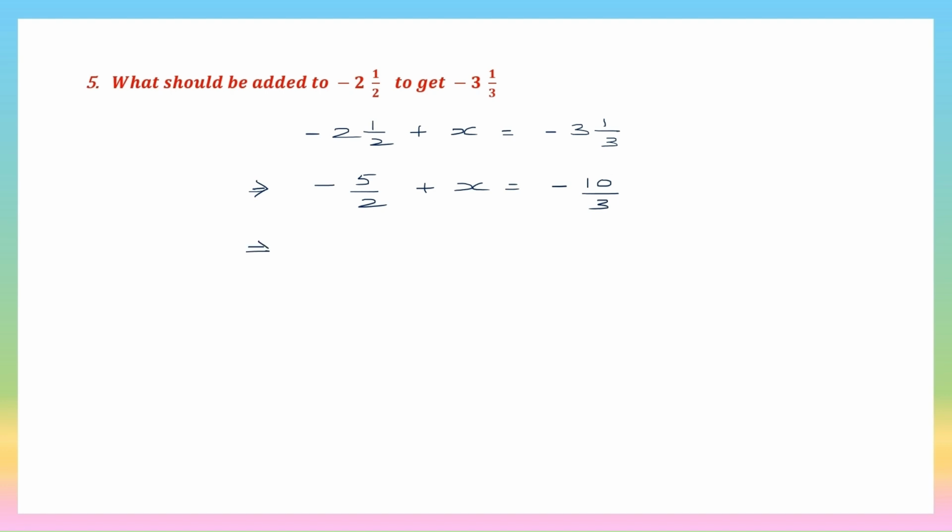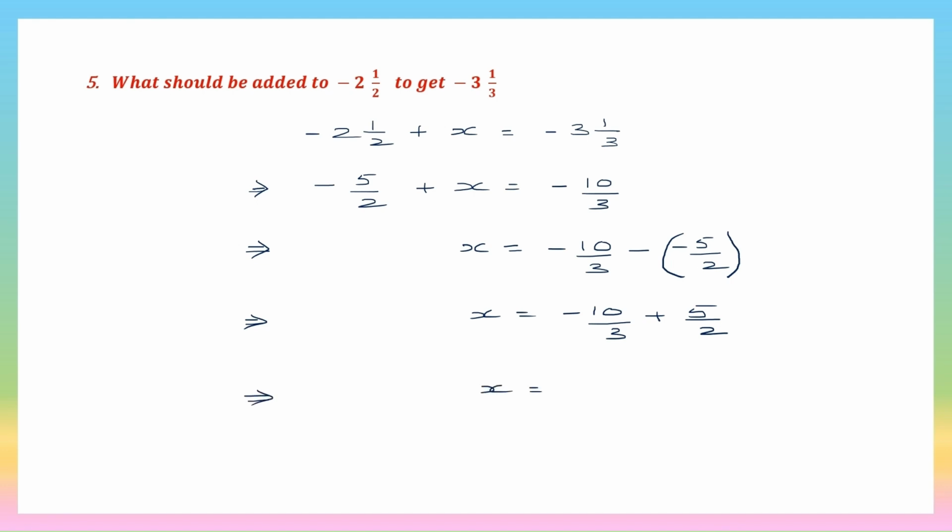Now to find the value of x, we leave x here on the left hand side. On the right, we already have minus 10 by 3. Now here we have minus 5 by 2. Now we are going to move minus 5 by 2 to the other side because it is plus. It's going to change to minus when it goes to the other side. So minus 5 by 2. Now we write this as x is equal to minus 10 by 3. Now let's remove the brackets. So minus into minus is plus. So that becomes plus 5 by 2. So now as you can see, x is equal to minus 10 by 3 plus 5 by 2.